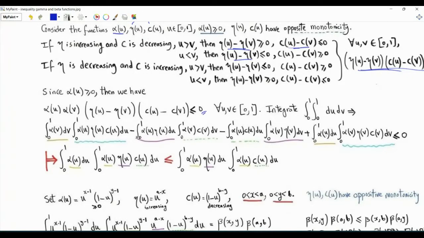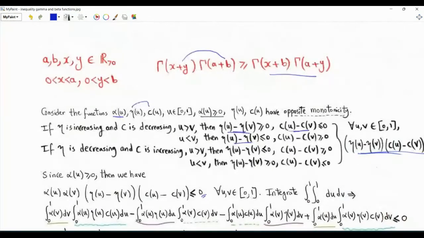You know, the variable of integration here is u, here is v, but it's the same thing. And the other integral will be the same. And these two middle terms will also be the same. So we can combine the equal terms and divide by 2. So we eventually reach this inequality here, which involves functions alpha, which is non-negative, and functions eta and c, which have opposite monotonicity. Okay, so this is the general result.